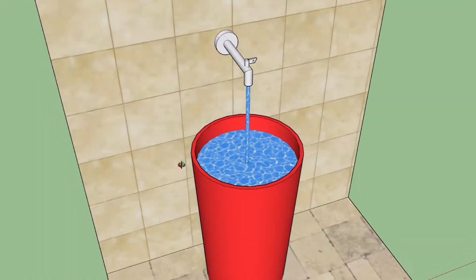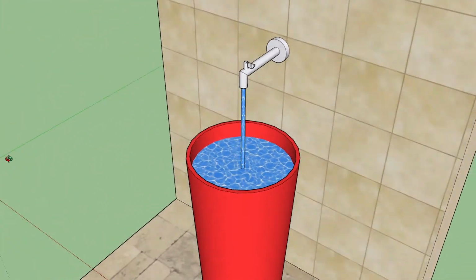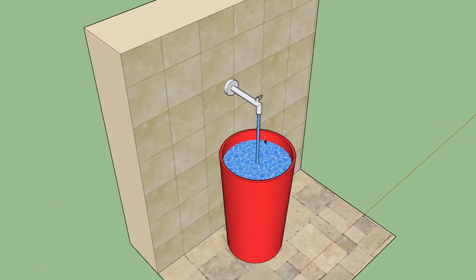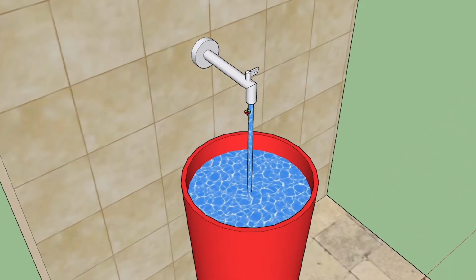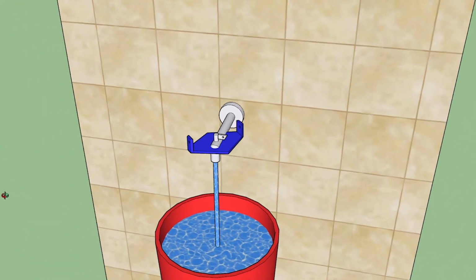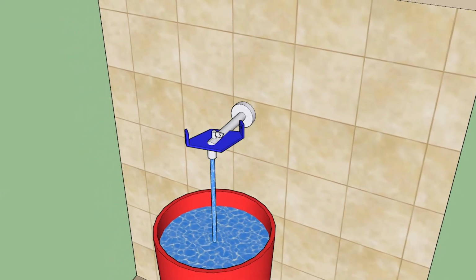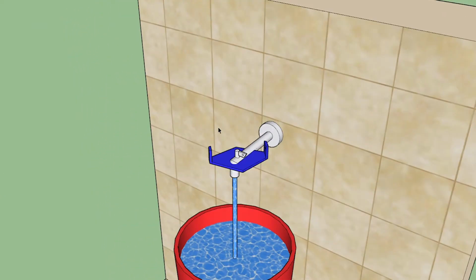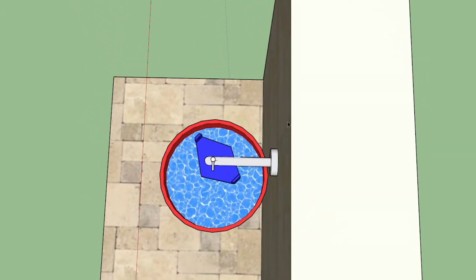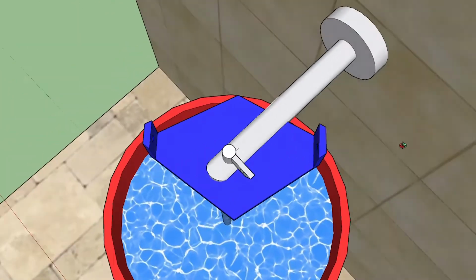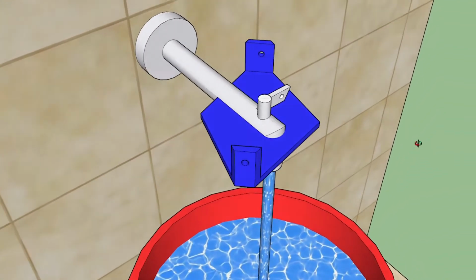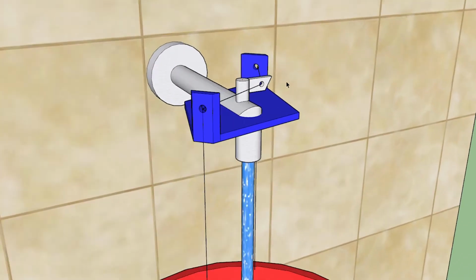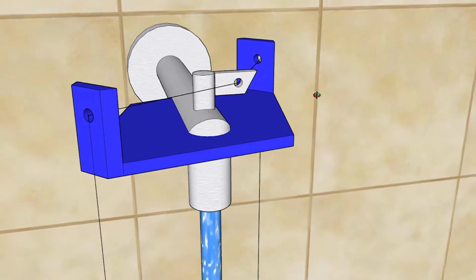So we have a faucet right here and a typical balde or water container. This is how the automatic water switch housing looks like right here. As you can see here, there are three holes. The holes allow the string to get through.